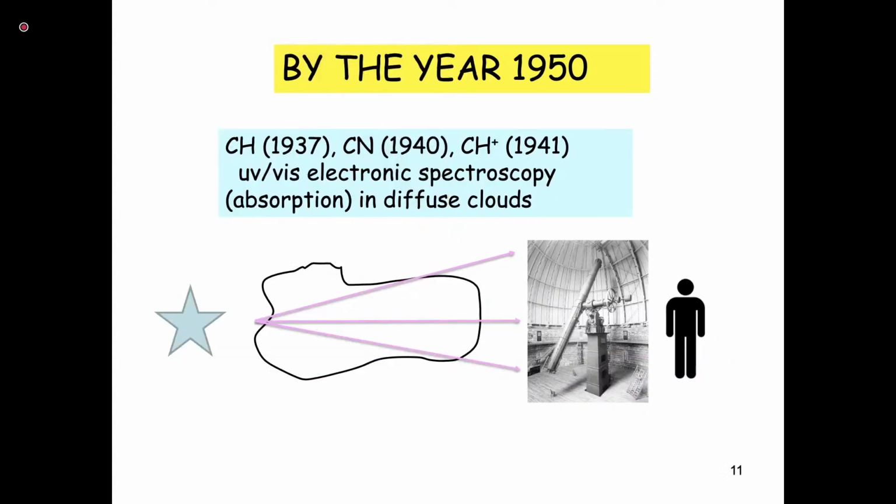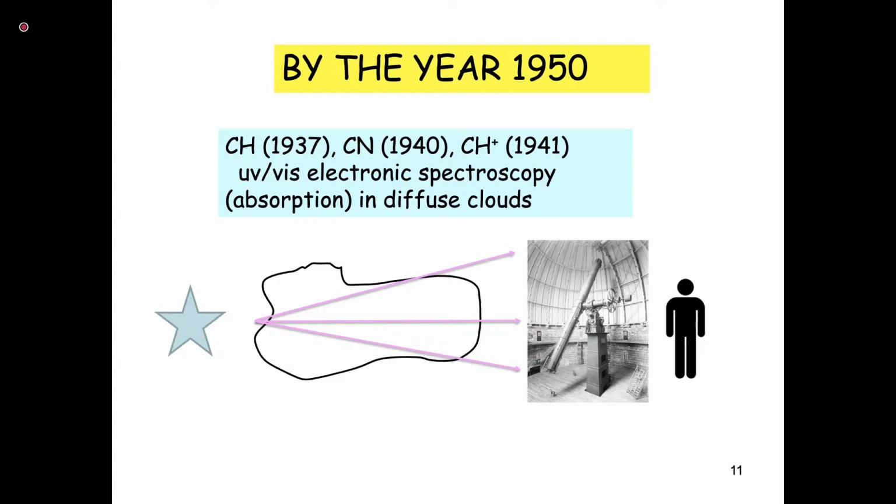Now we're going to skip to the year, it says by the year 1950, although these three molecules had been seen by then in space. They are very strange molecules. If you know some chemistry, you think, gee, how could these molecules exist by themselves? But they do in space. And these were found in the 1930s to 1940s.